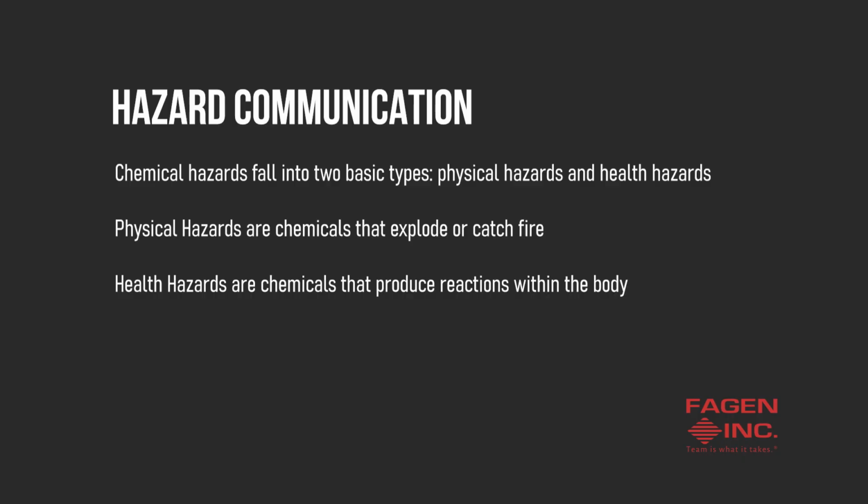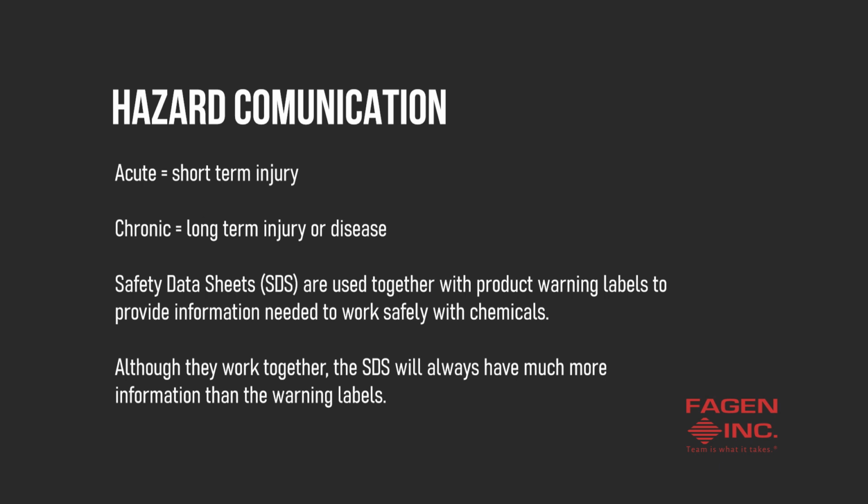Hazard communication. Chemical hazards fall into two basic types: physical hazards and health hazards. Physical hazards are chemicals that explode or catch fire. Health hazards are chemicals that produce reactions within the body. Acute means short-term injury. Chronic means long-term injury or disease.